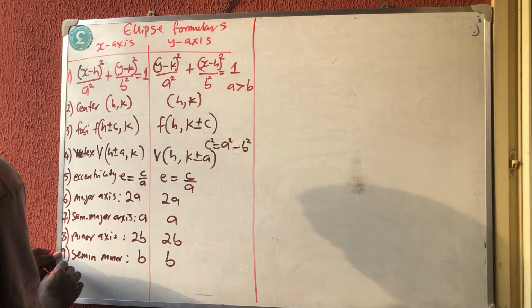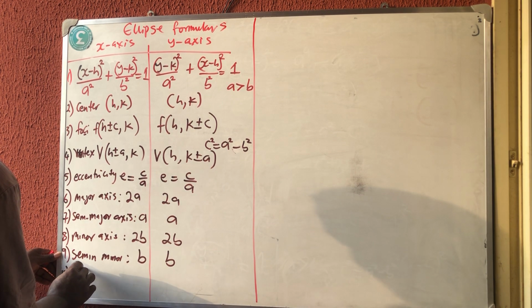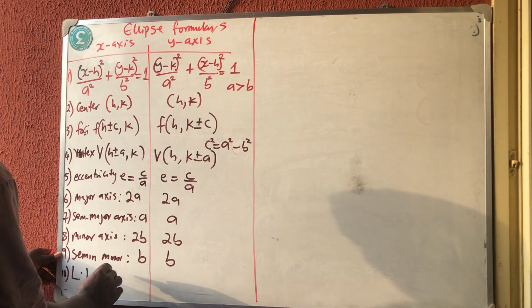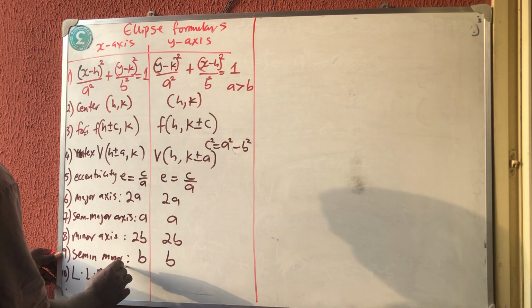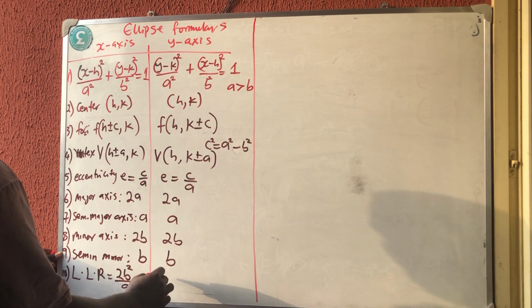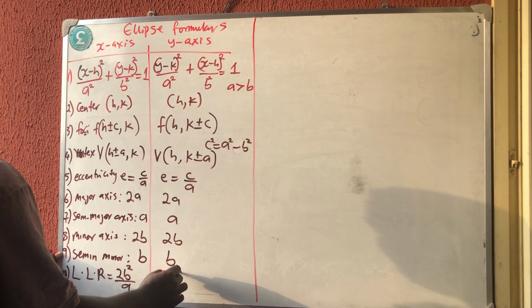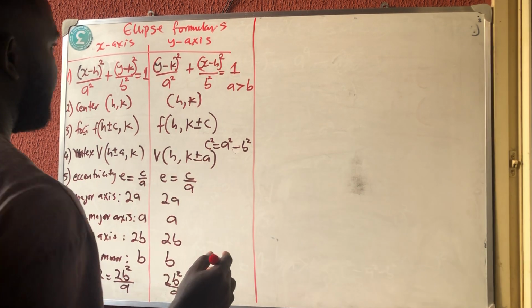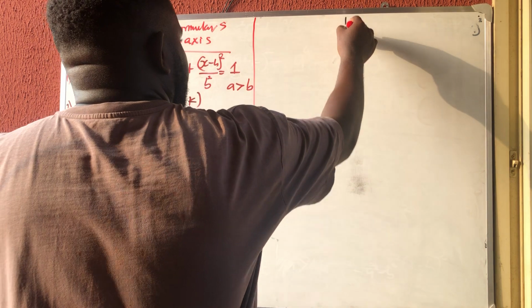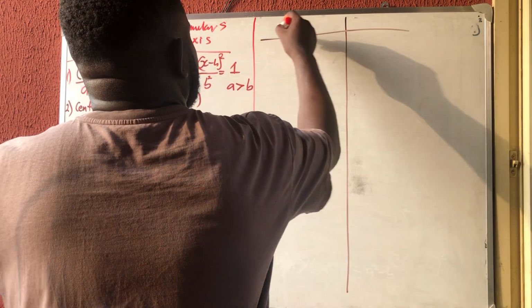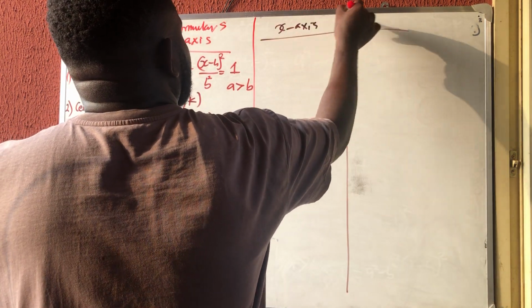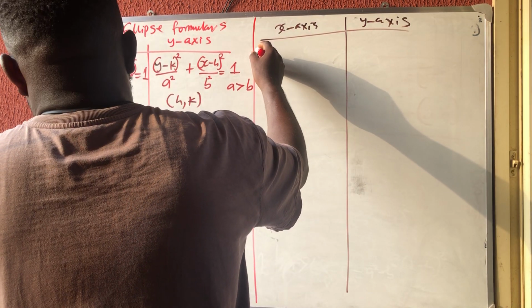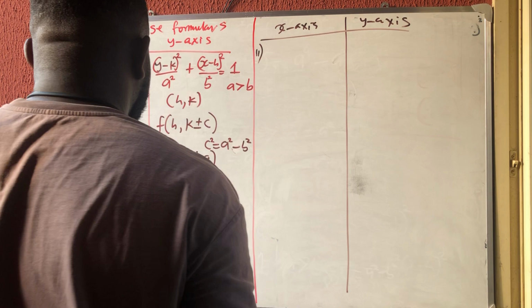The length of latus rectum is 2b squared over a. Don't forget, 2b squared over a. Please, all these formulas, if you solve them 2 or 3 times, you will memorize them. 2b squared over a. Don't forget, this is the x-axis, and this is the y-axis. So number 11 now. I told you there will be 15 in number.